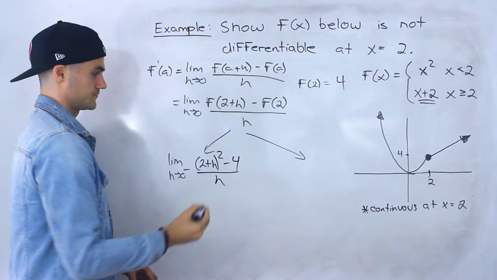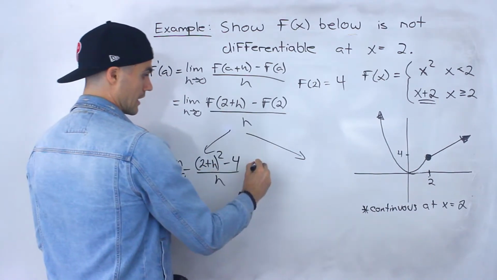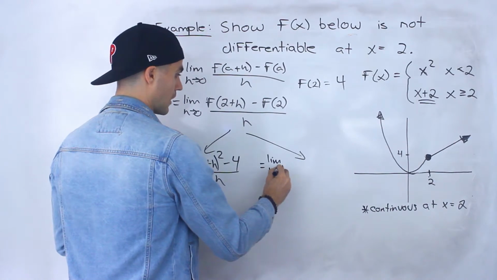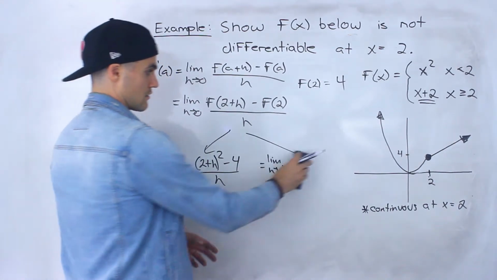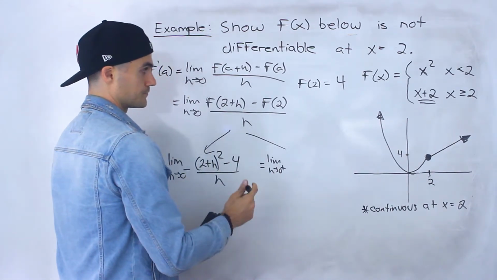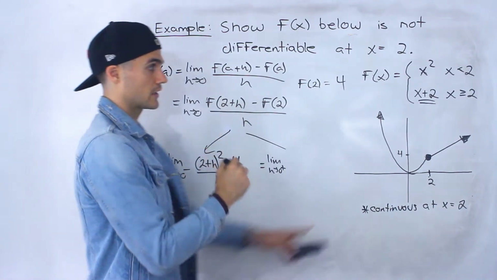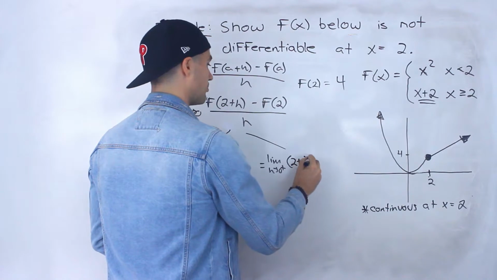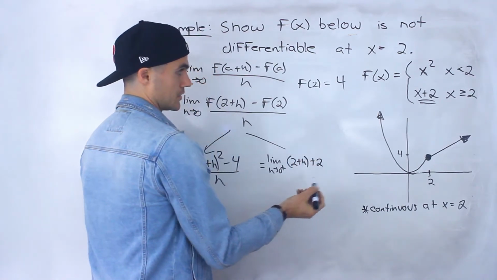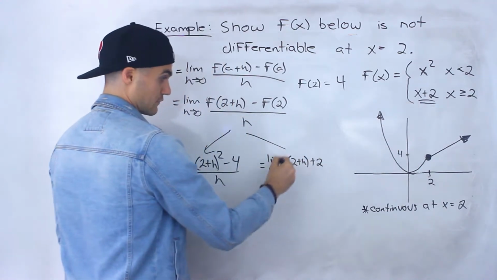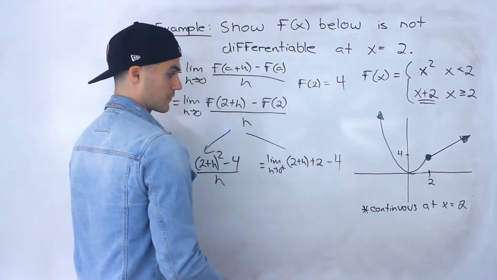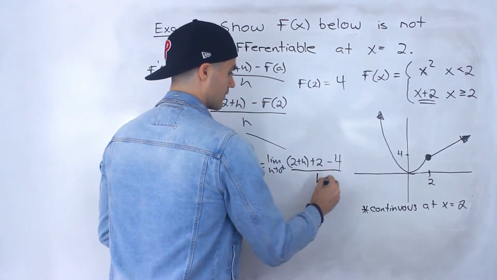all over h. And then as we approach the h value 0 from the positive side, that 2 plus h is going into this function. So it's going to be 2 plus h plus 2, so that's f of 2 plus h, minus f of 2, which is going to be 4, all over h.